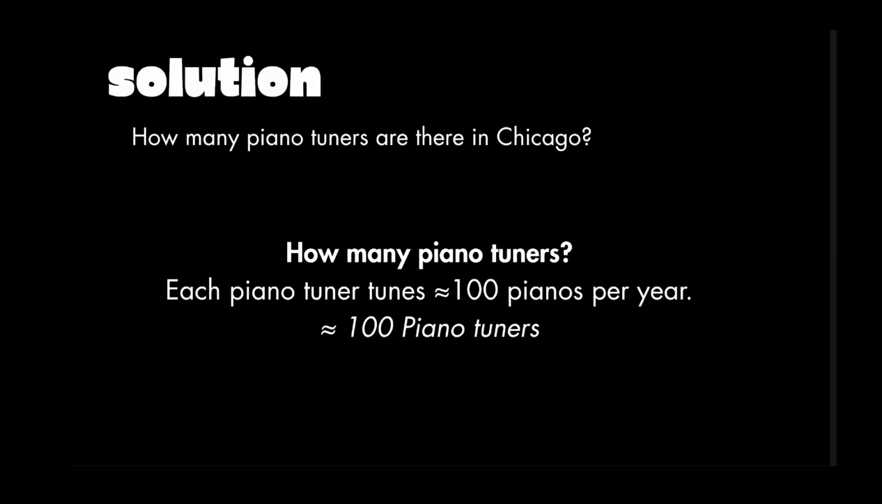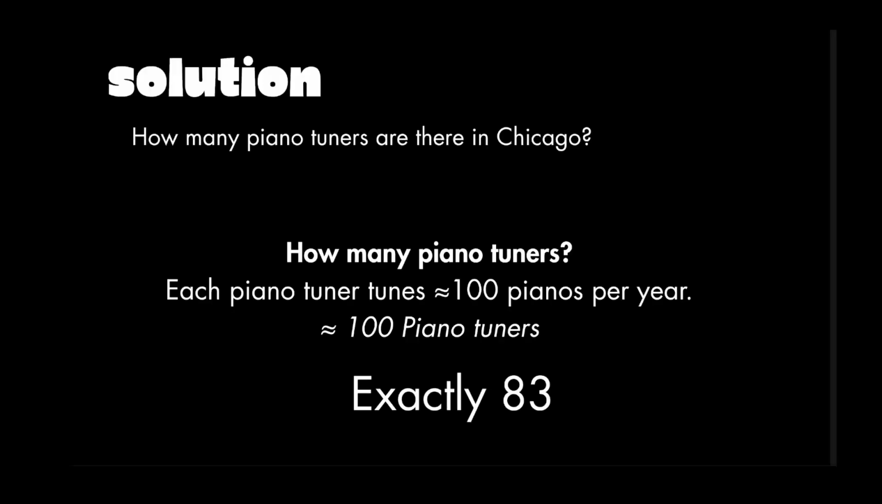Now let's use that to calculate the number of piano tuners. Let's say each piano tuner tunes about 100 pianos a year. Well then, 10,000 divided by 100 is 100 piano tuners. So the city needs about 100 tuners. And there's exactly 83, which is about the answer we got.